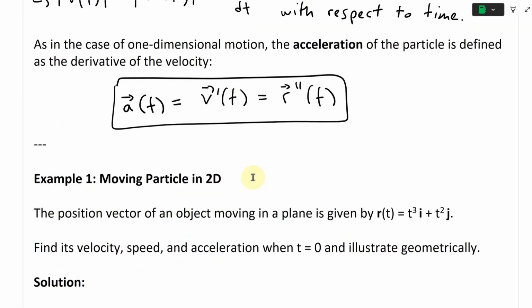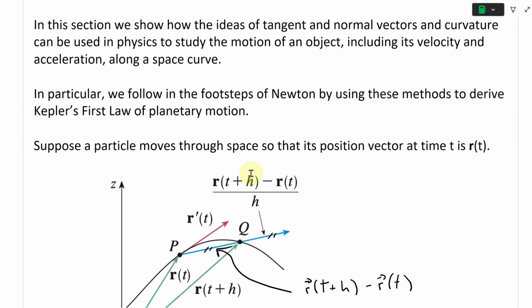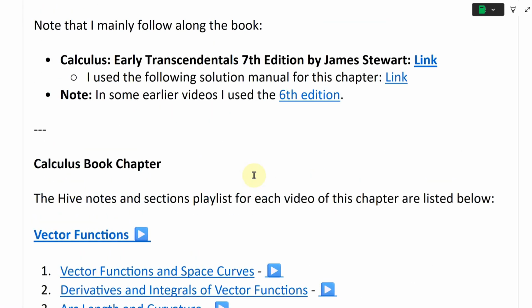The next time I do one of these would probably be on Kepler's laws or something. Or the associated Legendre function. That's something else.